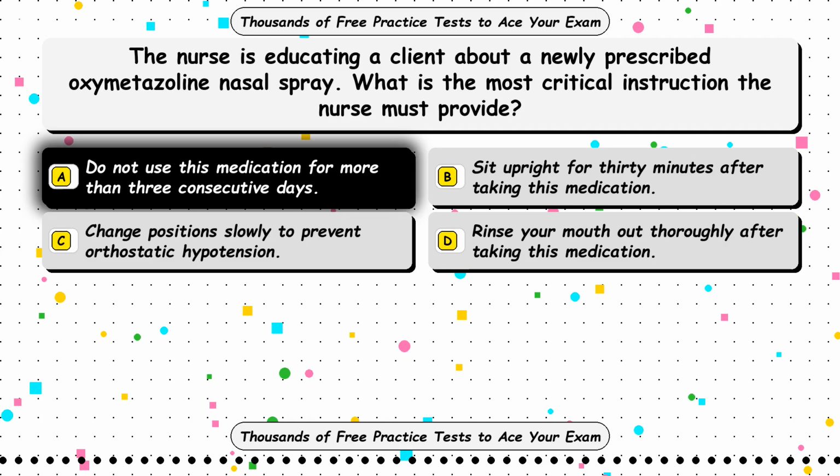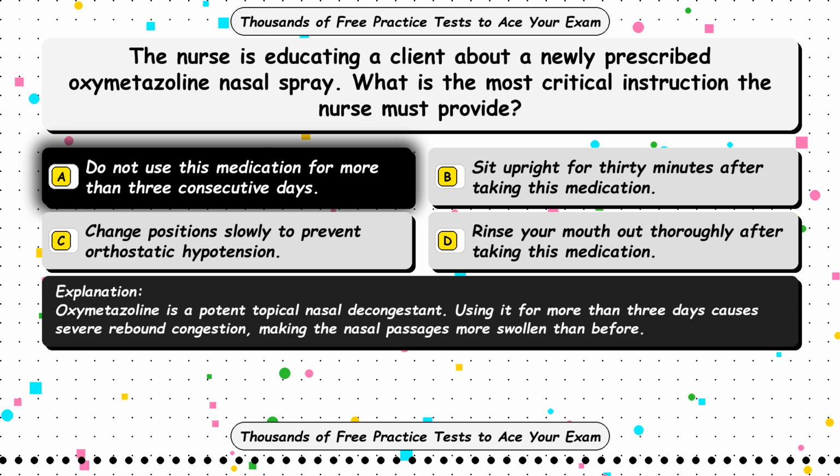The correct answer is option A. Do not use this medication for more than 3 consecutive days. Oxymetazoline is a potent topical nasal decongestant. Using it for more than 3 days causes severe rebound congestion, making the nasal passages more swollen than before.